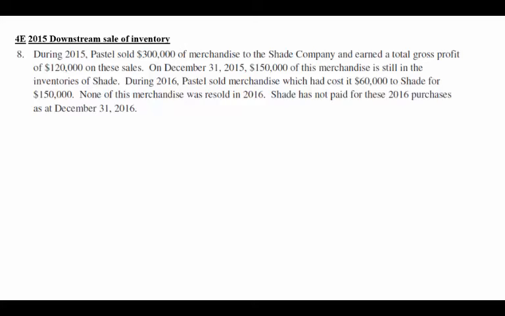So let's calculate that by starting with the total profit on the transaction of $120,000. And to figure out the unrealized portion, we're told on December 31st, $150,000 of this merchandise is still in the inventories. Well, $150,000 out of the total $300,000 tells us that 50% was unsold to a third party, so unrealized, and therefore we have $60,000 in unrealized profit.